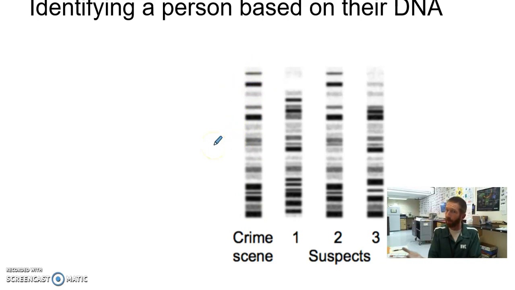And we actually get what almost looks like a barcode for a human being. So these are the fragments that the restriction enzymes made from our crime scene DNA. Here are the fragments from suspect 1. You can see that doesn't really match.